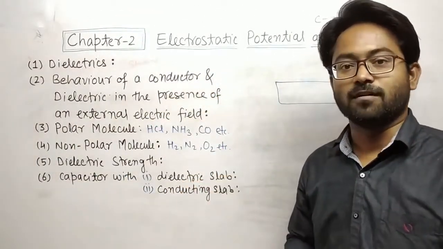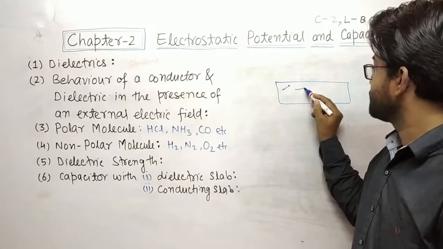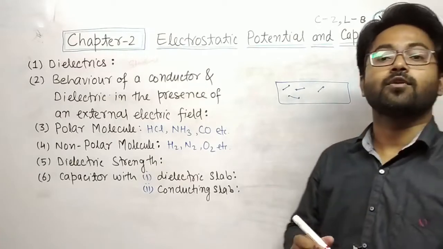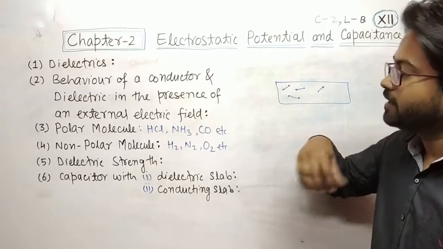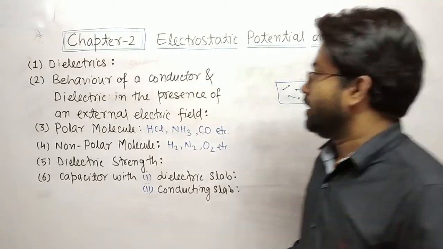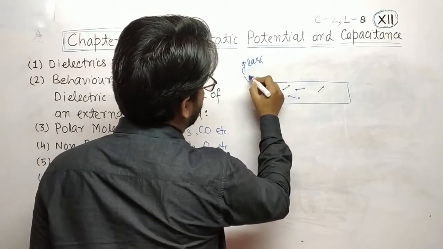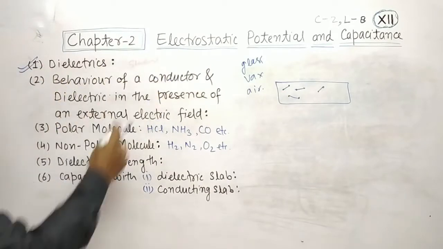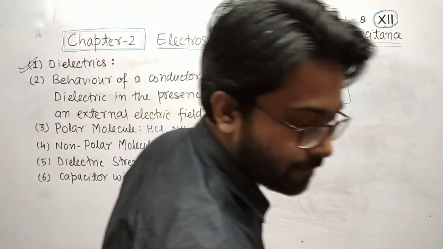This is the definition of an insulator, but this substance contains charges that may be polarized or may not be polarized, but they will rotate about their position. Like glass, wax, air, etc.